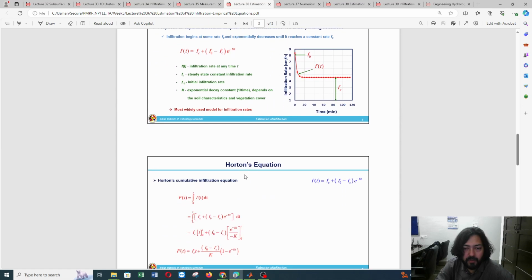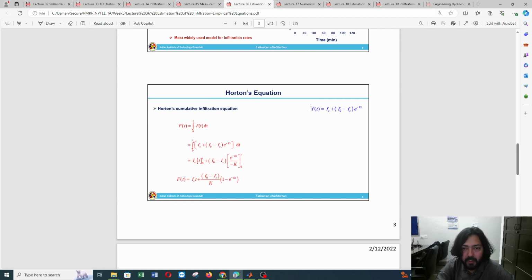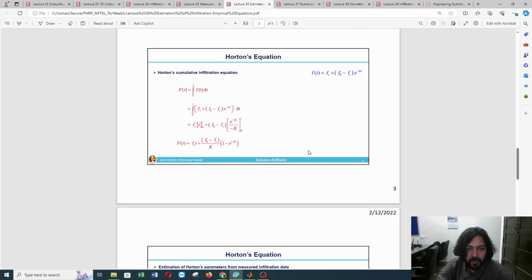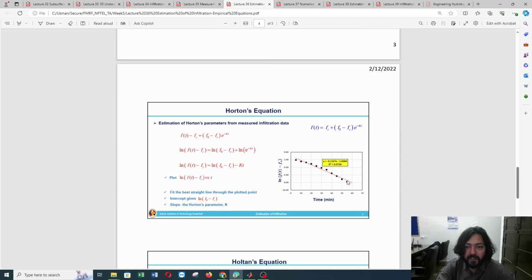So here also, similarly to how we did for Kostiakov's equation, we need to change this equation into an equation of a straight line so that it would be easy for us to get the value of the constant. The constant here is nothing but k, right? So we need to get the value of k, and also the initial value of infiltration, because we don't know the infiltration rate at the very beginning. So in order to get this value, we are using Horton's equation and converting it into the form of a straight line.